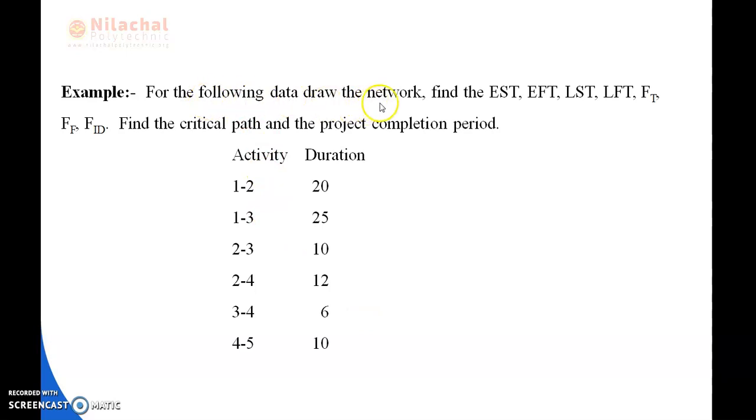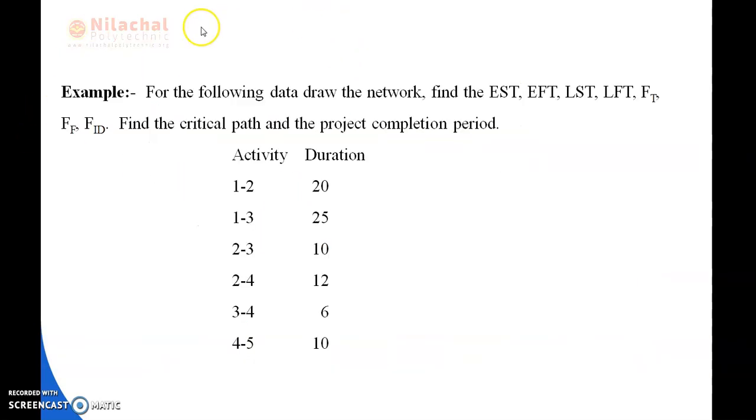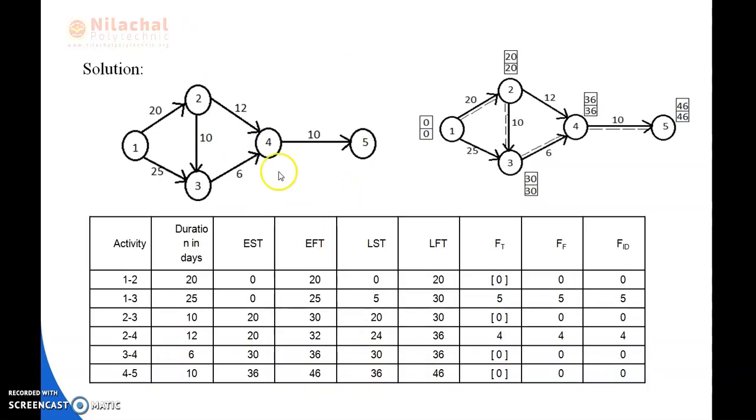For the following data, draw the network, find the EST, EFT, LST, LFT, and find the critical path and project completion time. So this is the activity. Next, this is the duration time. You can see here we have drawn the activities. Activity 1 to 2, duration is 20 units.